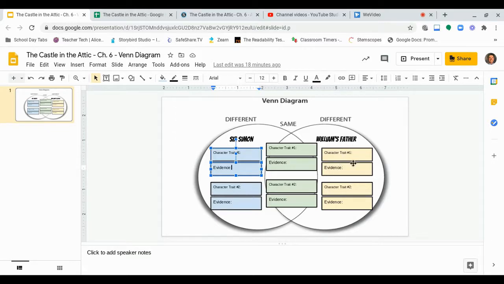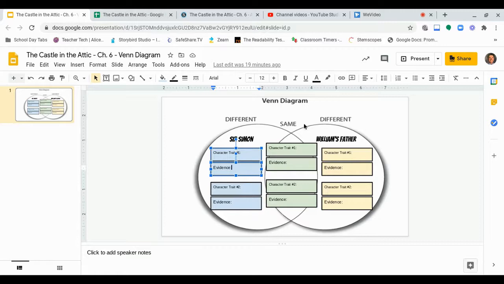And then you'll do the same thing for William's father. You'll give me two character traits that you would say Sir Simon does not have, but William's father does have. All right, so these are two character traits that are just unique to William's father. And again, you'll give the character trait in the top box. Bottom box, you'll give the evidence, your specific evidence from the text.